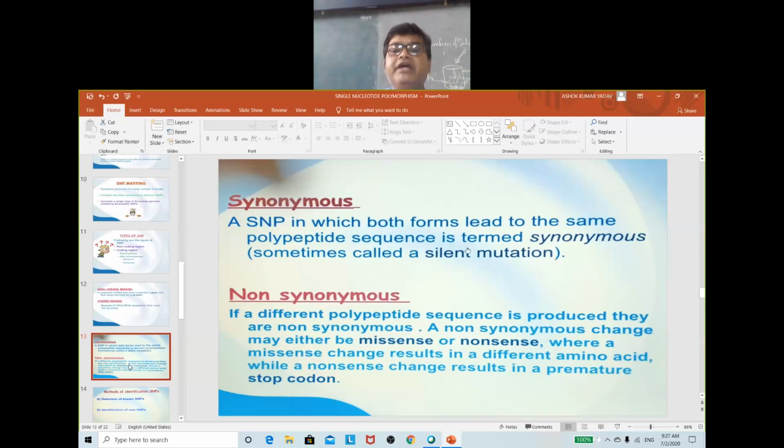Okay, if the same amino acid is coded by different codons, meaning a nucleotide change occurs but there is no change in the polypeptide amino acid sequence, then it is known as synonymous, meaning silent mutation, with no effect on the polypeptide chain. If the same polypeptide chain is going to form, then it is known as synonymous SNP: change is there at nucleotide level but no change at polypeptide or amino acid level.